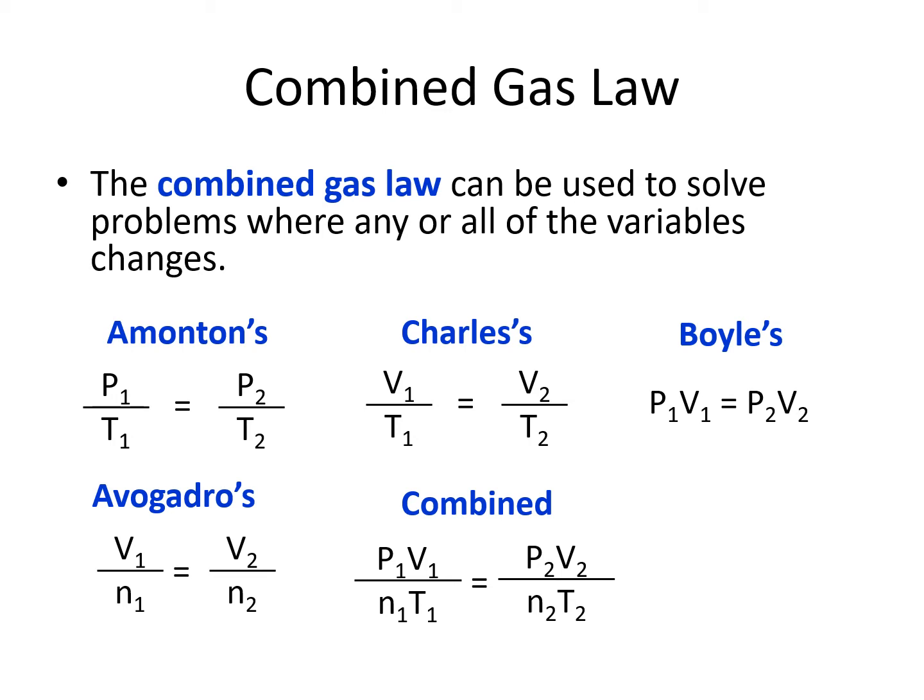The great thing about the combined gas law is that once you know it, you can solve for any of the other gas laws just by canceling out the variables you don't need. Let's say we didn't need moles or temperature. We could cross off moles and temperature in the combined gas law, and we would be left with P1 V1 equals P2 V2, which is Boyle's law. Remember, Boyle's law assumes moles and temperature are held constant, allowing us to cross them out of the combined gas law.